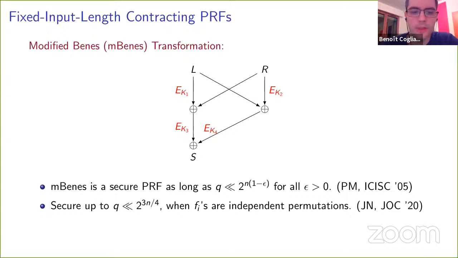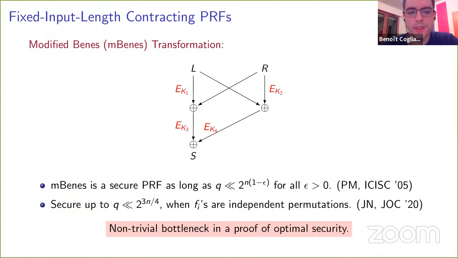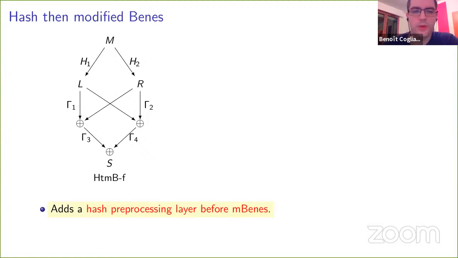So maybe we can improve the bound to optimal security, but it appears that there is a non-trivial bottleneck in the proof of optimal security. So this is why we introduced the hash then modified Benes paradigm. We simply add a hash preprocessing layer before applying the MBNS construction. This way, we reduce the ability of the adversary to choose the collision pattern in the input of the MBNS construction. And so we actually introduce 3 variants of HTMB.